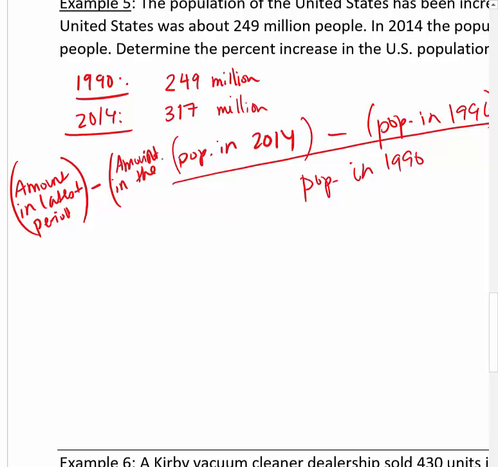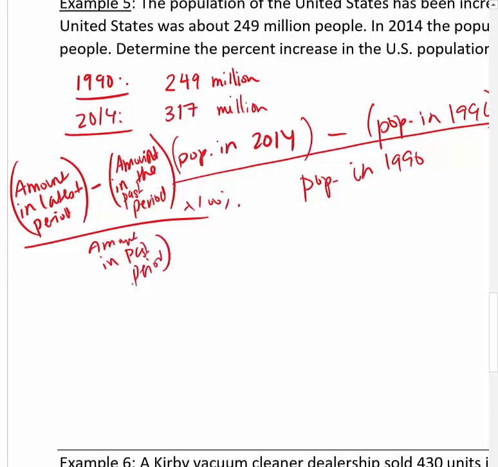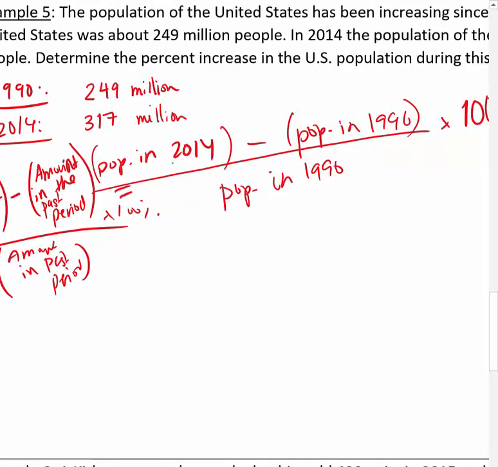in the, what do we say? The past period? I forget what it was. You know, the oldest one. And then times 100% over the amount in past period. Alright, I think that sounds good.